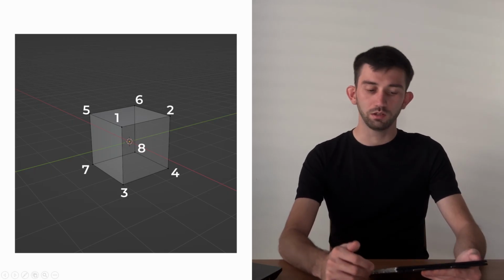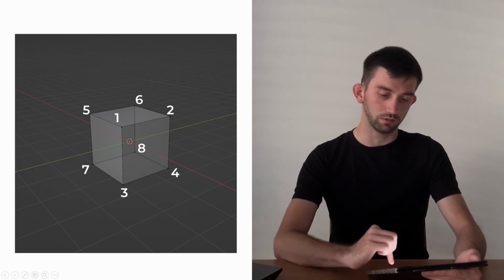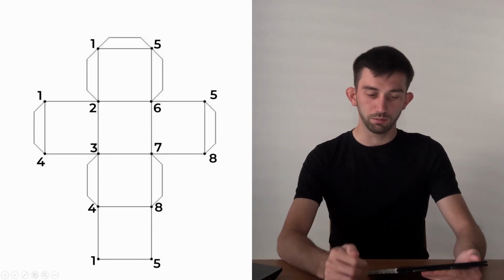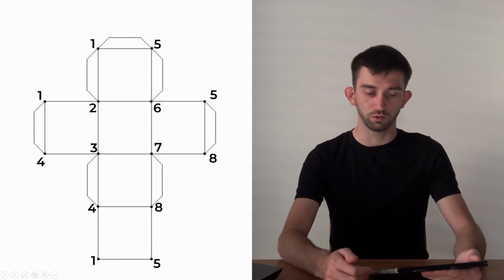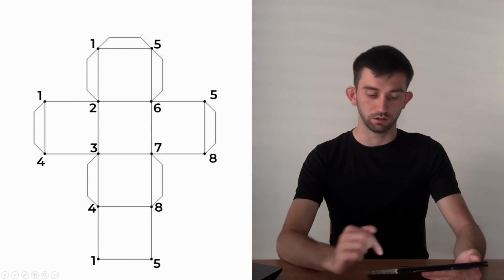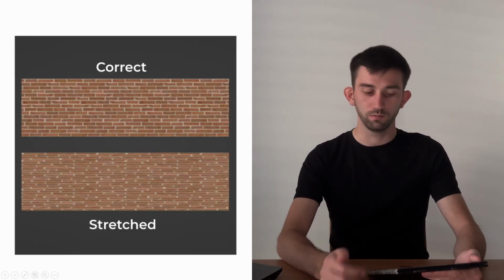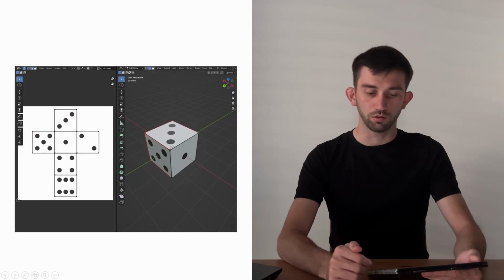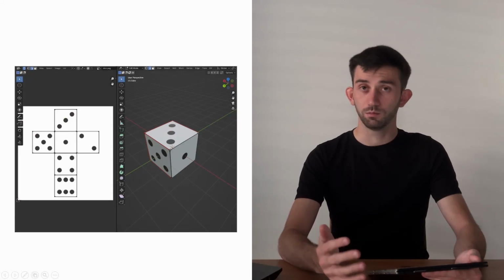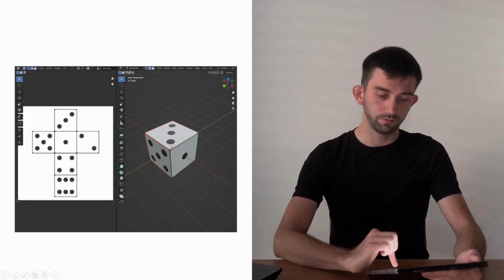For example, the basic cube has 8 corners, which equals 8 vertices. When we would do it from paper, it would look like this, showing us how the points are put onto the 2D UV map. But you may ask why this matters. Correct UVs prevent texture stretching and distortion, and they also allow precise control over how textures are applied. And this is important for us when we want to create Formula 1 liveries.